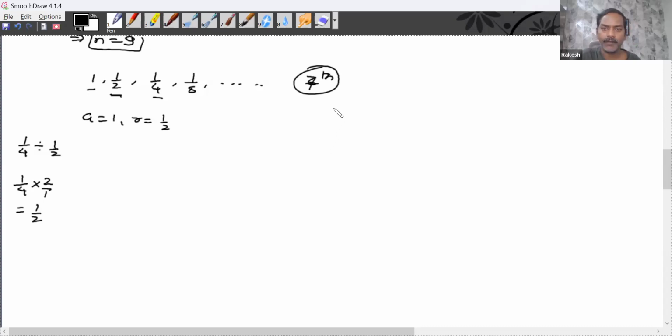So we clearly know that we'll assume that the nth term will be in the form of a into r to the power n minus 1, where in this case the value of r would be what? 7. So the seventh term will be equal to a into r to the power 6. We can substitute the value of n to be 7. The value of a is 1 and the value of r is 1 by 2. So clearly we can substitute here.